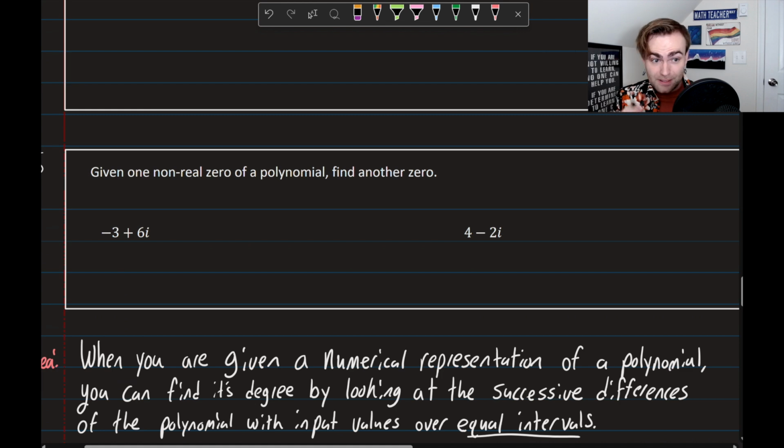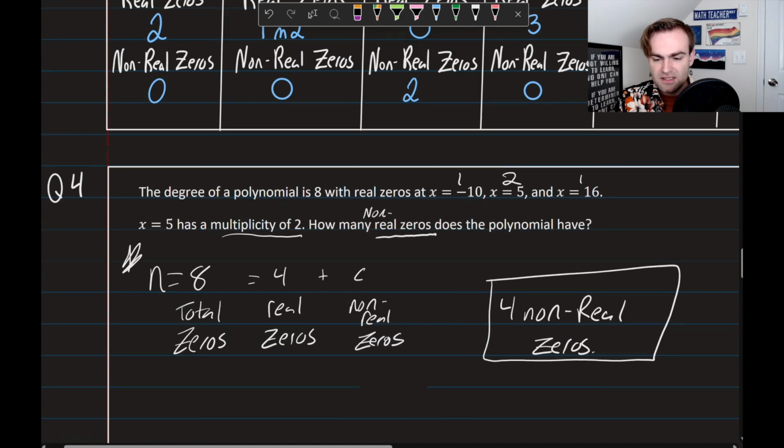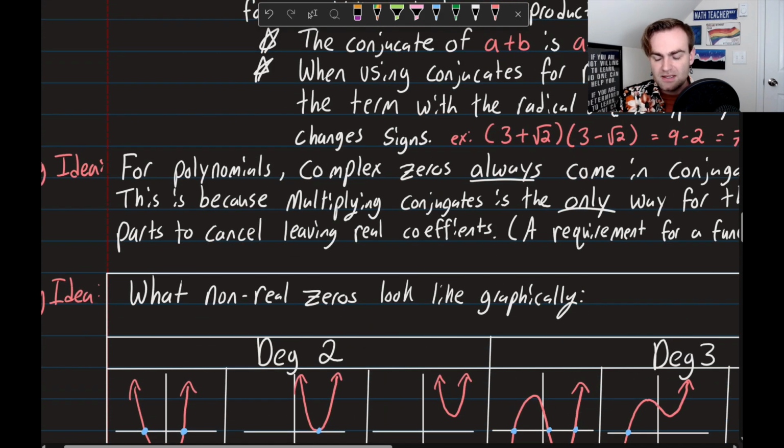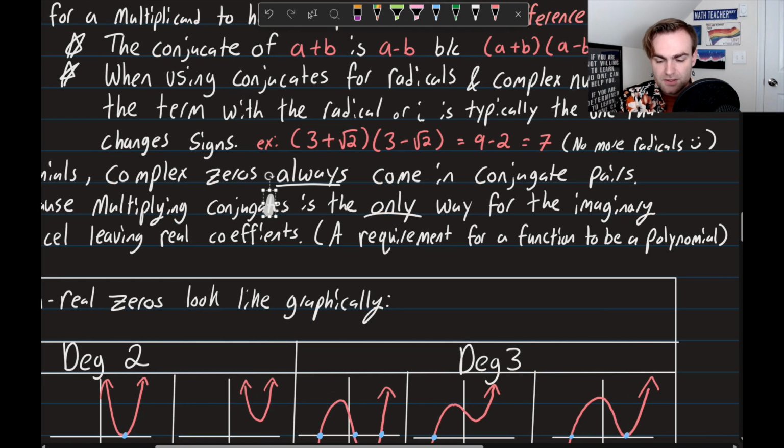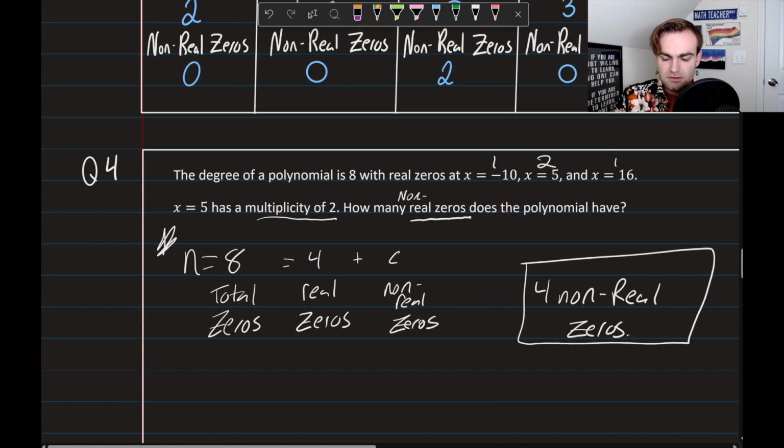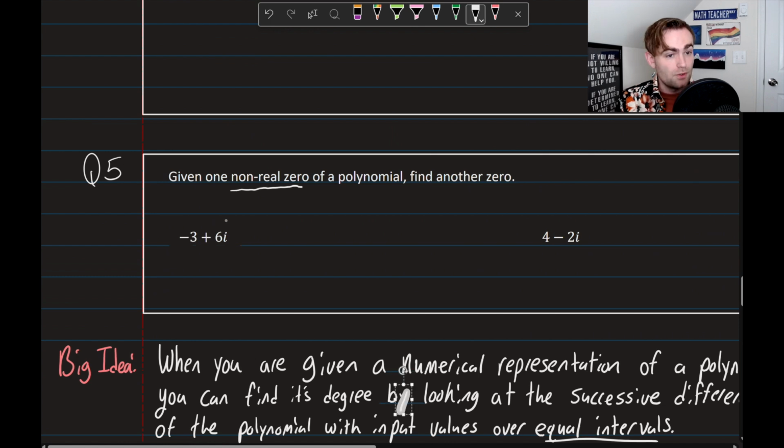Here's another really, really hard question. You're given a non-real zero of a polynomial. Find another zero. Big idea. Let's go back to our big idea. Our big idea was, for polynomials, complex zeros always come in conjugate pairs. So its conjugate should also be a 0. Well, its conjugate would be -3 minus 6i. So the real term would stay the same, and the imaginary term would be the opposite sign. Super, super difficult.